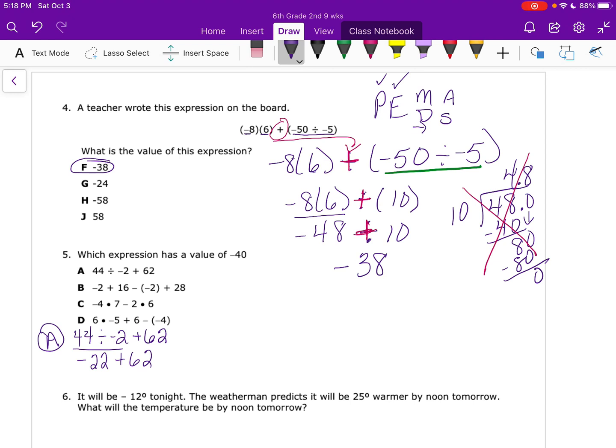We have positives and negatives. So we're going to subtract them. So I'm going to come to the side, and I'm going to do 62 minus 22. That's 40. Is it positive or negative? It's positive because we have more positives. Okay, so A is 40.